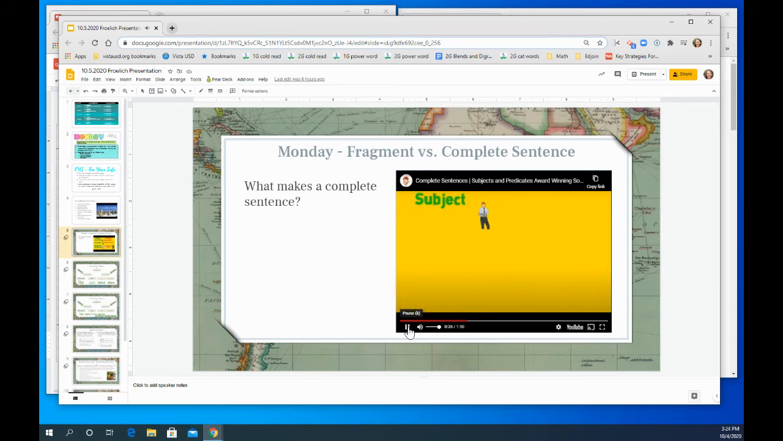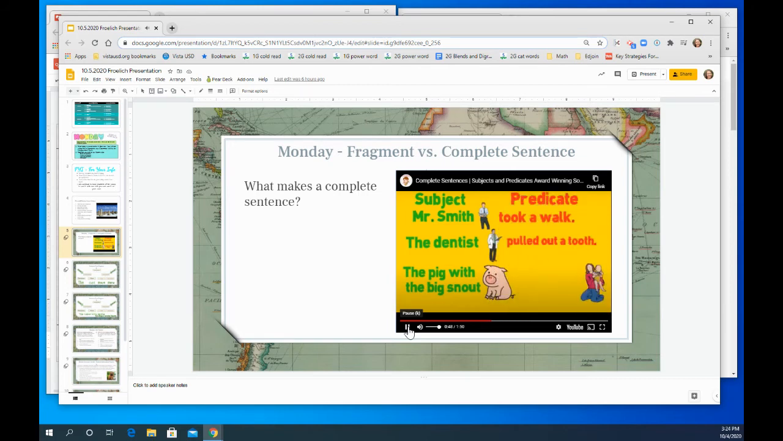Subjects tell just who or what the sentence is about. Mr. Smith the dentist or the pig with the big snout. Predicates tell just what the subject did. Took a walk, pulled out a tooth, or slobbered on a kid.